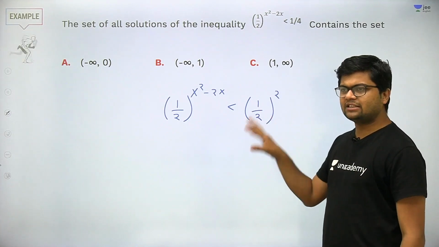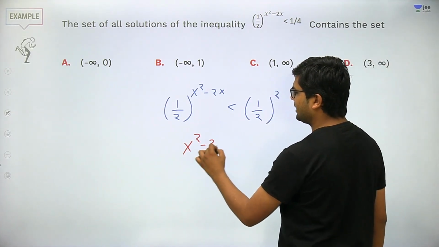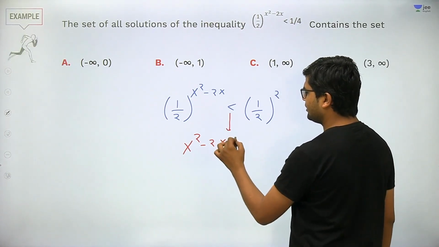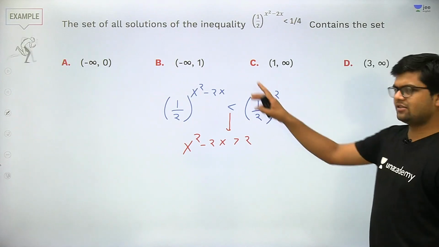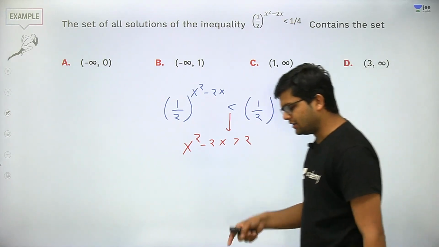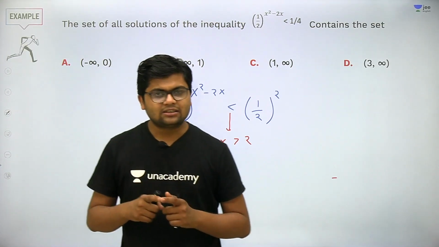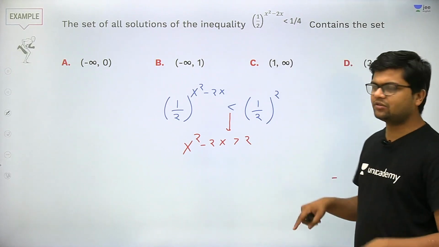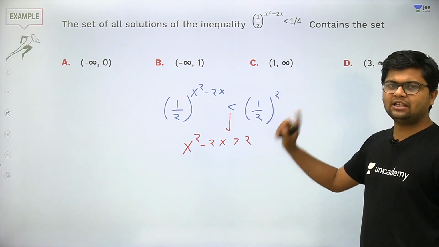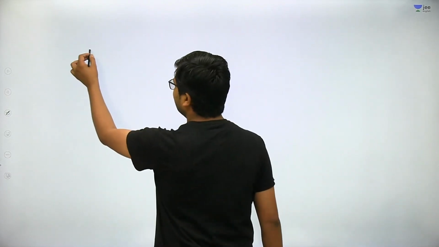If the base is less than 1, then that inequality will be reversed. So it will be x square minus 2x, and this inequality will reverse itself, it will be greater than 2. Getting my point? If the base of the numbers is less than 1, then the inverse of that inequality will be in the power. Understood? Now it is very easy to solve this inequality.